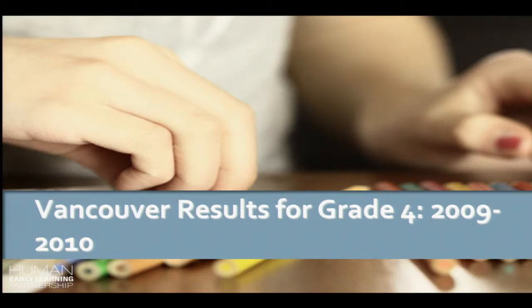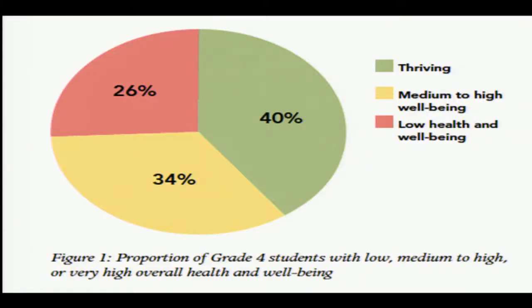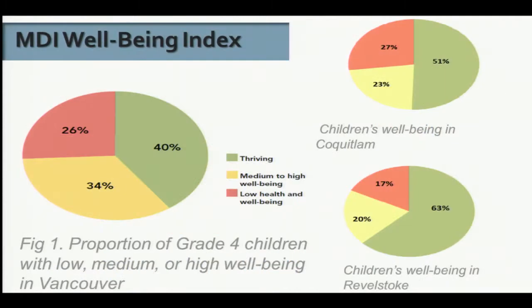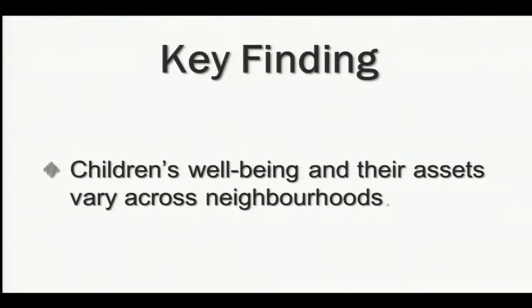So this is grade four. Here you see among the reports in Vancouver of the fourth graders, 40% were thriving, 34% were medium well-being, and 26% were more vulnerable. We compared them to other school districts to see how they did. So this is one part of how we present the data.